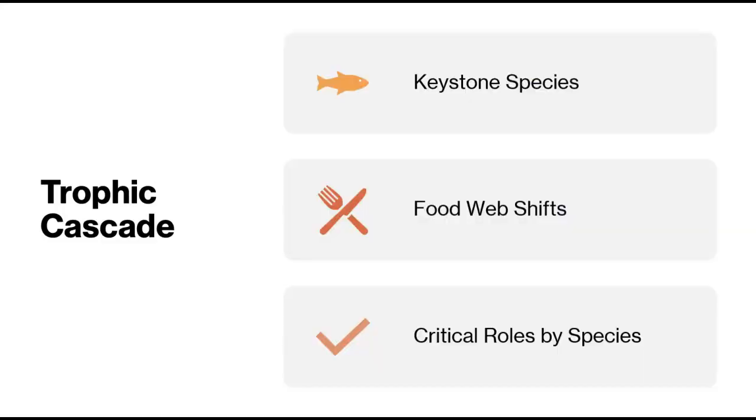So what is a trophic cascade? Simply put, a trophic cascade is like a chain reaction. When you add or remove a key species, everything above and below it in the food web starts to shift. Yellowstone's most famous trophic cascade began when wolves were removed and later reintroduced.